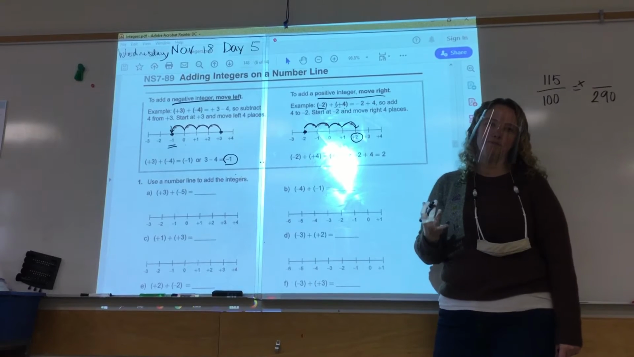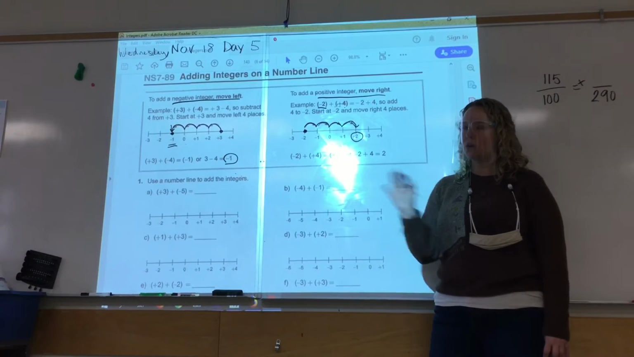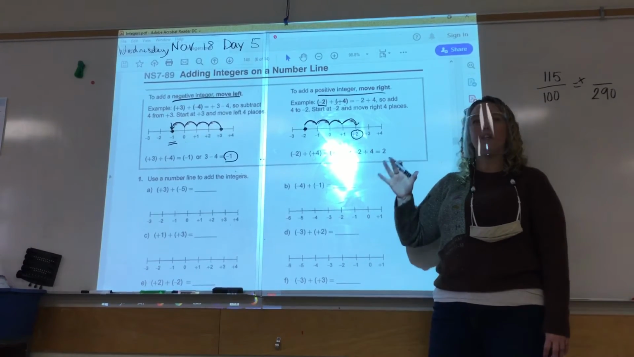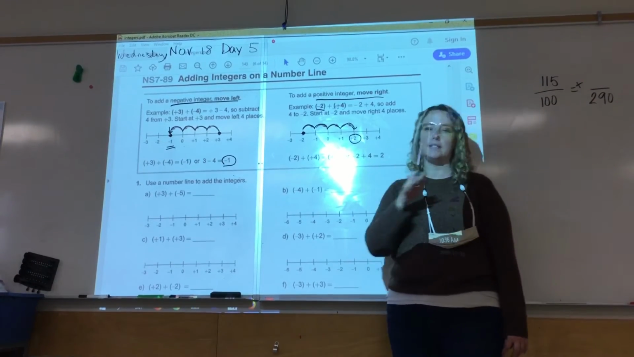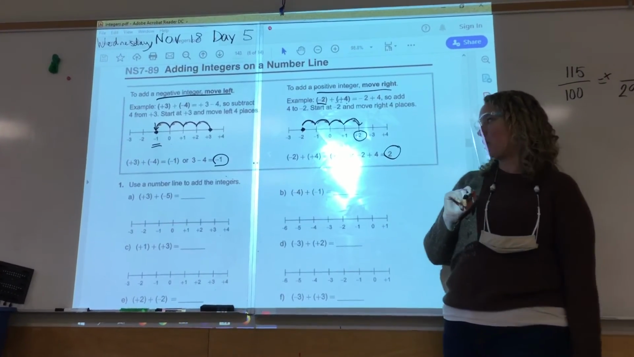Or just 2. Okay? You don't have to put the positive sign when you're writing positive 2. If you're comfortable with writing just the number, you can write just the number. You don't have to put a plus sign in front of it. It's up to you. Okay? It's not wrong if you do, but if you just put a 2, then that works.